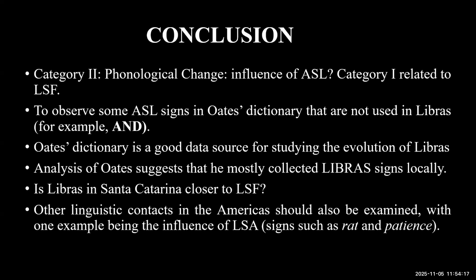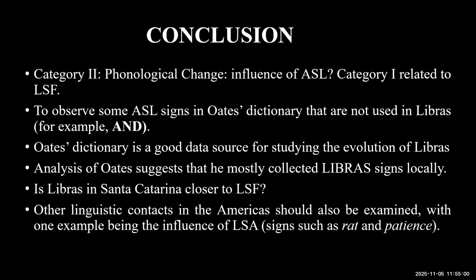Secondly, the second point on my slide here, in the Oates dictionary, there are some ASL signs that we don't necessarily see used in Libras. For example, the sign and. This isn't a sign that we see in Libras. This is a sign that we see very predominantly in ASL, but we don't see this sign in Libras. So in the Oates dictionary, we see this sign. Most of the signs are from Libras because it was documented by language usage in the country, but there are some signs there that came from the original use of ASL. So again, something interesting for us to consider there.